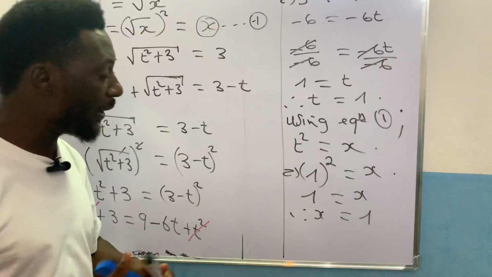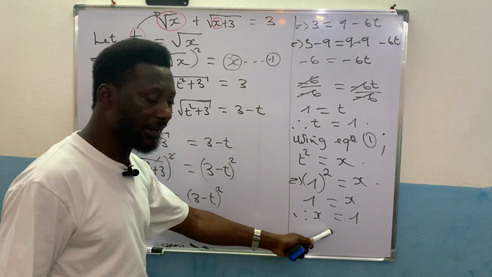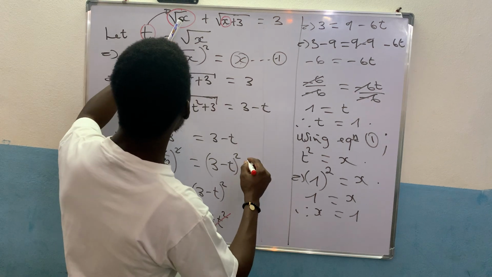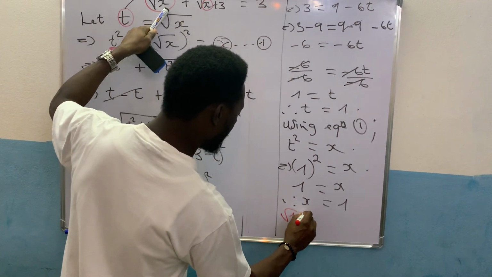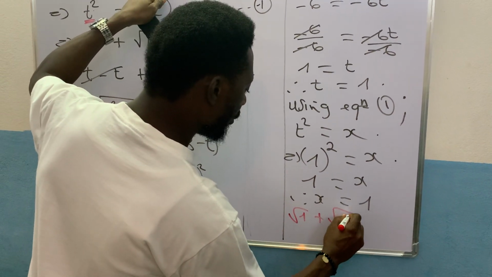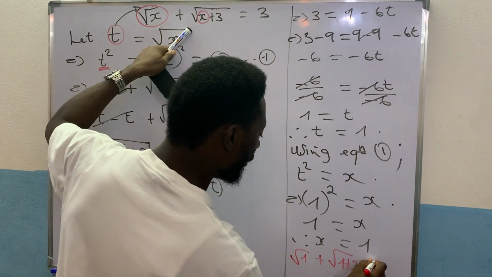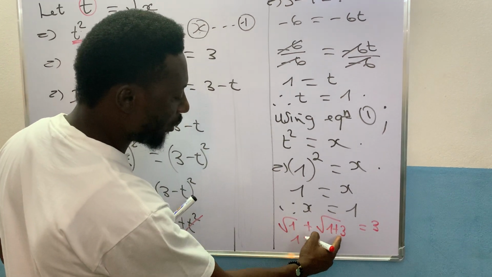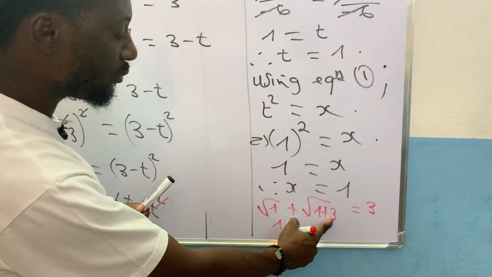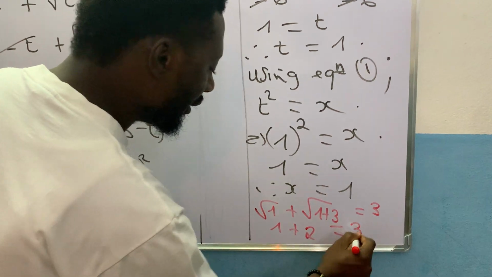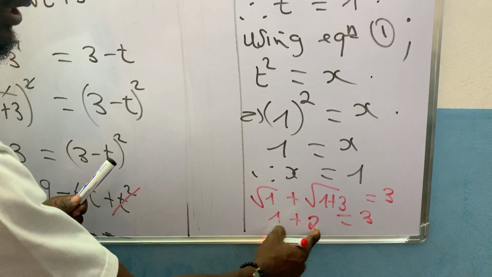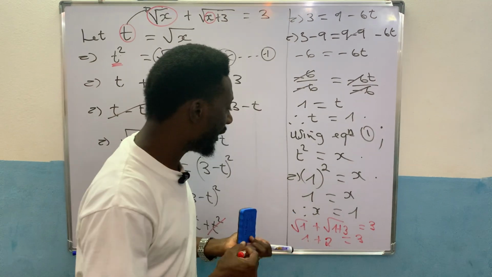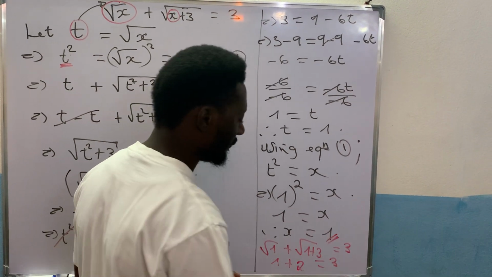You can always verify whether your answer is correct. For us to verify, you can substitute 1 for x. It will be root 1 plus the root of 1 plus 3, all this should be equal to 3. The square root of 1 is 1, plus the square root of 1 plus 3, which is 4. The square root of 4 is 2. So 1 plus 2 is 3, which is equal to 3. It means our answer is correct. Therefore, x is 1.